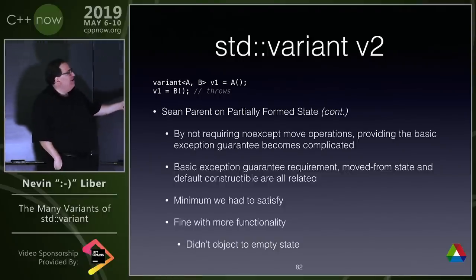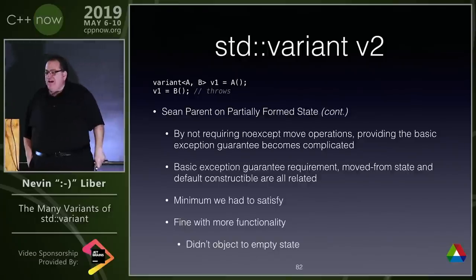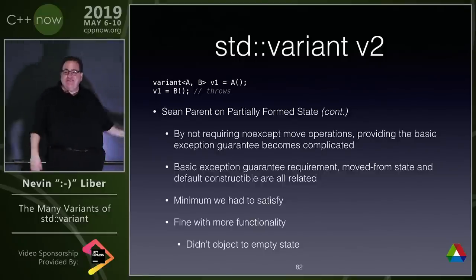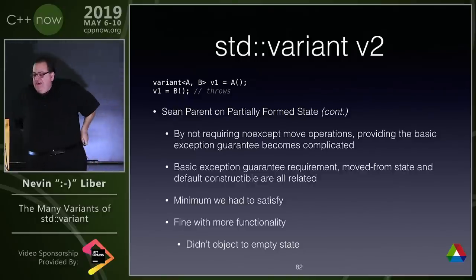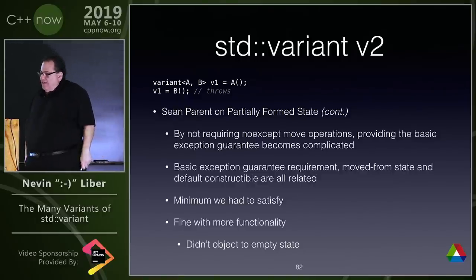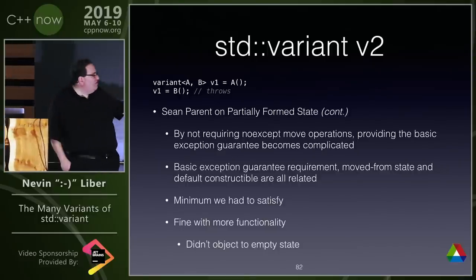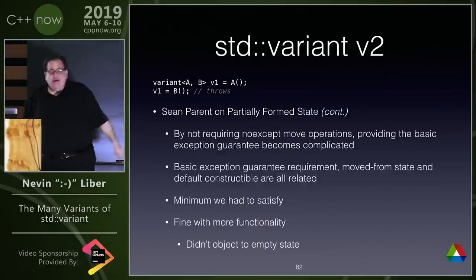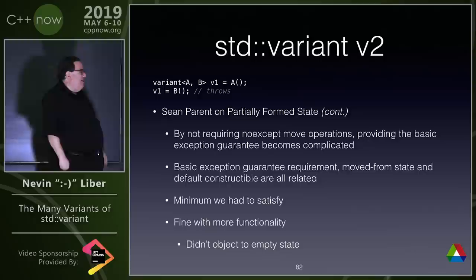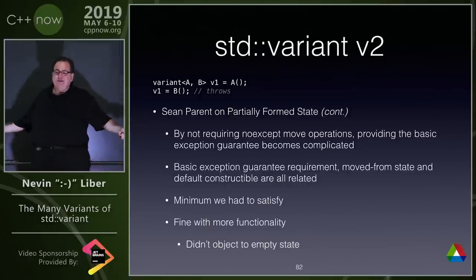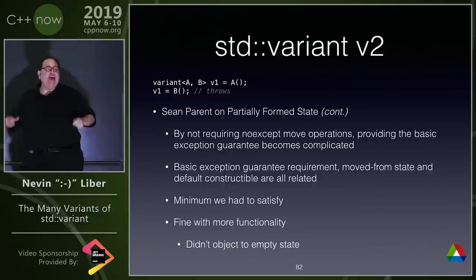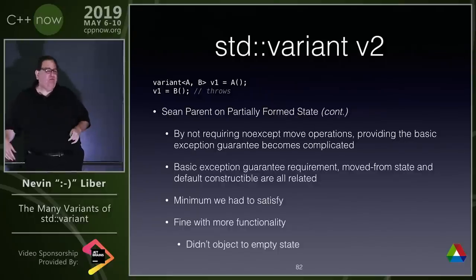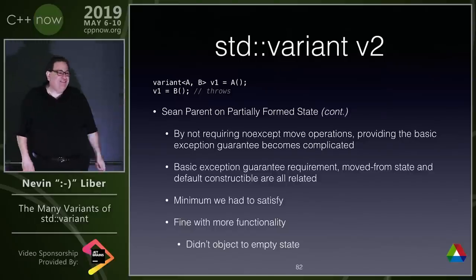And by not requiring the noexcept move operations, providing the basic exception guarantee becomes complicated. He points out what everybody else is pointing out, this is the fundamental problem. And the basic exception guarantee usually requires moved-from and default constructible to be the same state. That's what happens. But what he was proposing is really the minimum we had to satisfy. He was fine with more functionality, and he didn't object to the state being queryable. It's just that you did not need that as a bare minimum. And I had to learn all this because Sean didn't go to that meeting, doesn't normally go to meetings, so I always had to present his point of view.